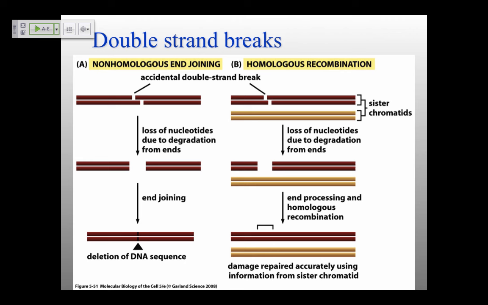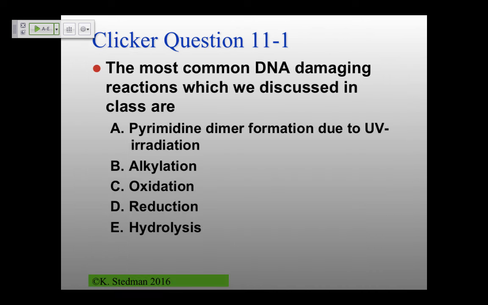A lot of cool stuff going on above and beyond double-stranded breaks, which we're going to be talking about after we have our clicker questions. Not quite sure how that happened to go them backwards here. So the most common DNA-damaging reactions, which we discussed in class, are pyrimidine dimer formation due to UV radiation, alkylation, oxidation reduction, or hydrolysis.